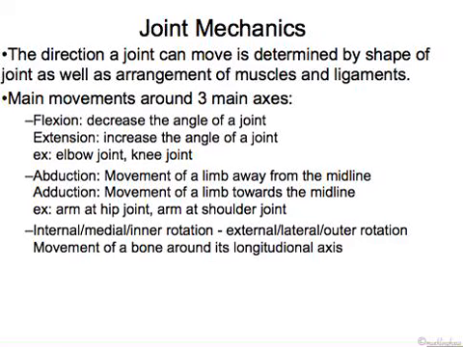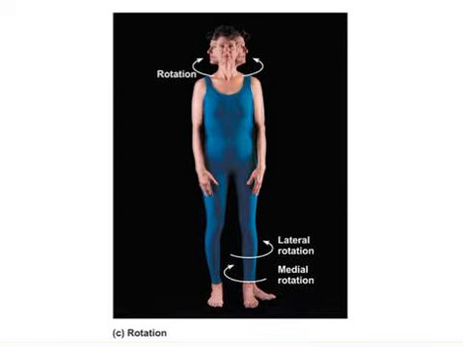And then here we go, internal, or medial, or inner rotation versus external, lateral, and outer rotation. So that moves a bone around the longitudinal axis. So let's look at what we got here. We got a rotation of the head. We can also rotate the trunk, but then we also can rotate the leg. We can rotate it outward, and that's lateral, or we can rotate it back inward, and that's medial rotation.